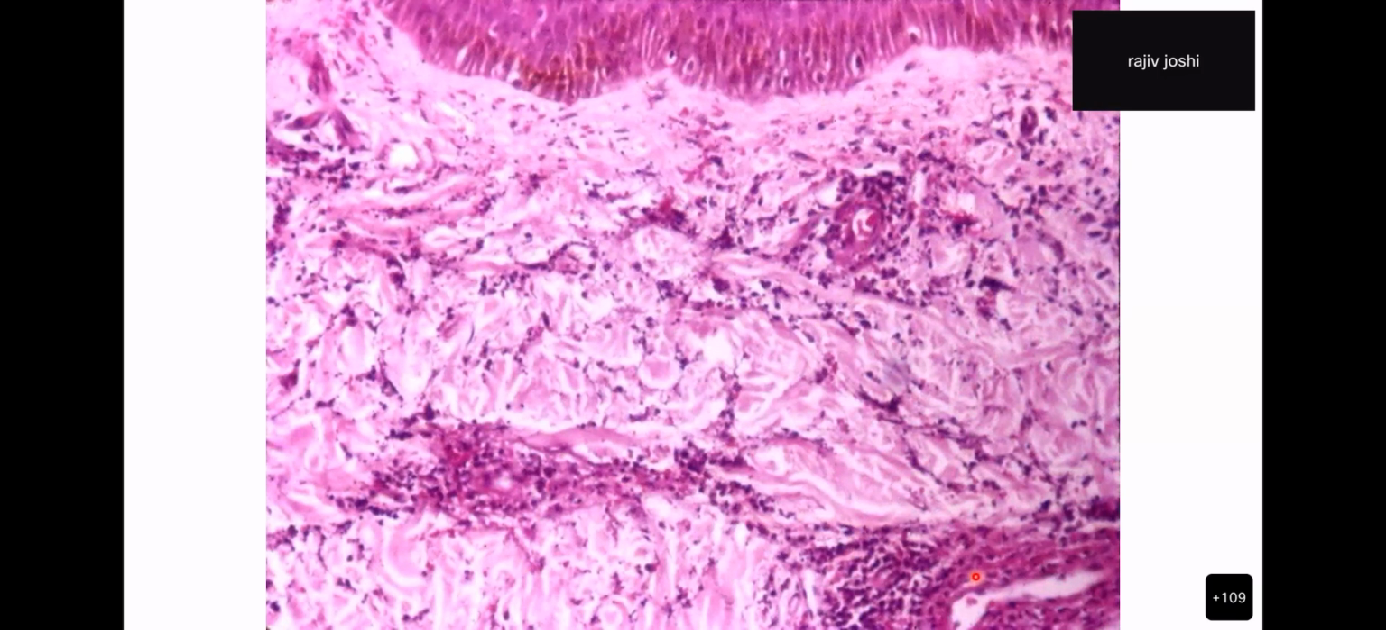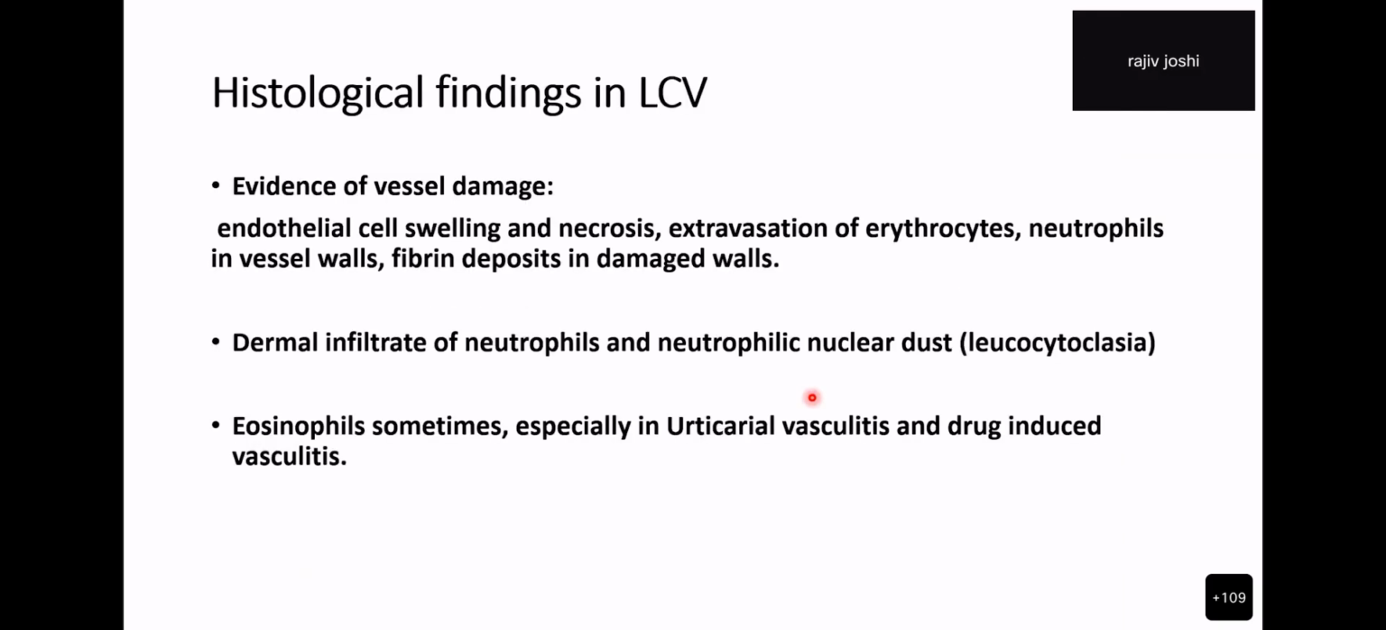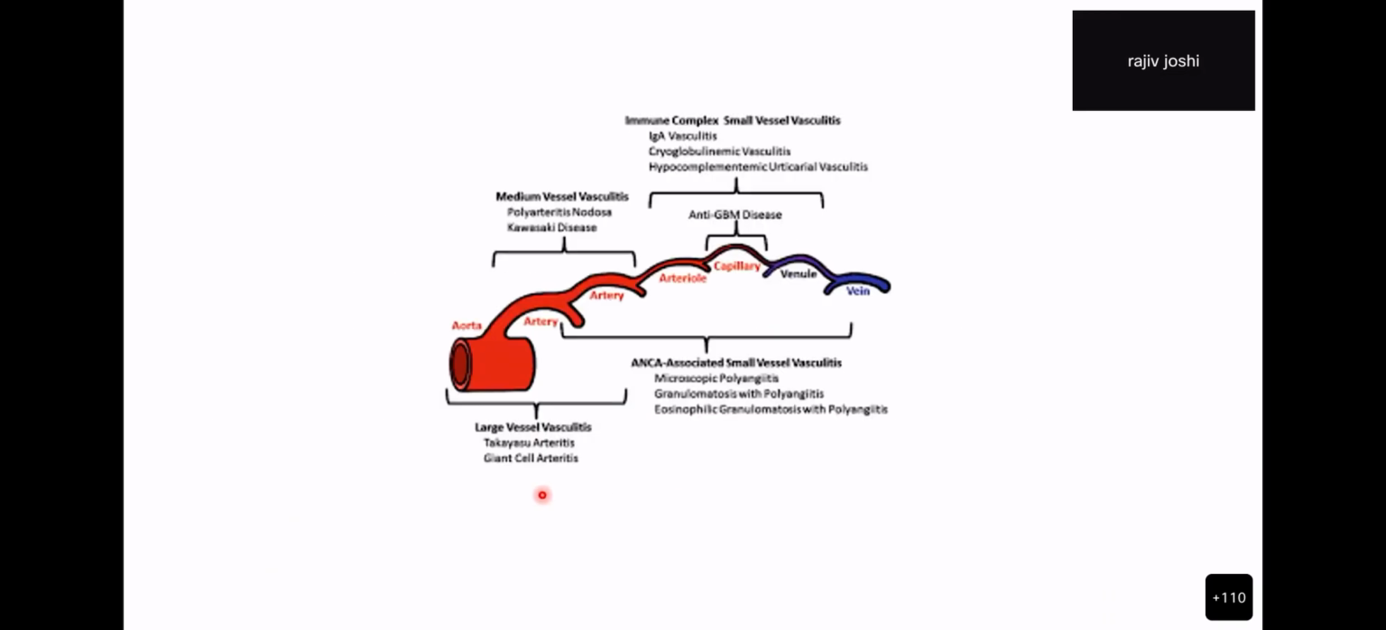All these infiltrates are angiocentric as well as interstitial and consist predominantly of neutrophils. You can see the blood vessel walls which are damaged and have fibrin, and interstitially you get neutrophils and a lot of leukocytoclasia, that is neutrophilic nuclear dust. That is why this is called leukocytoclastic vasculitis. So this is true leukocytoclastic vasculitis. These are the histological findings. Generally it's this; sometimes eosinophils may be seen, especially in urticarial vasculitis and drug-induced vasculitis.